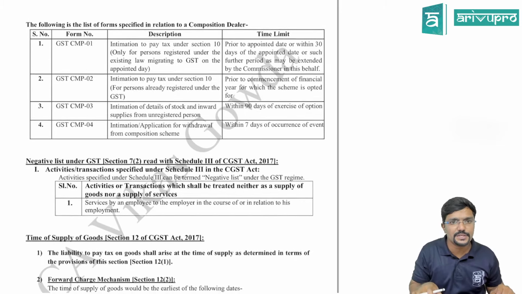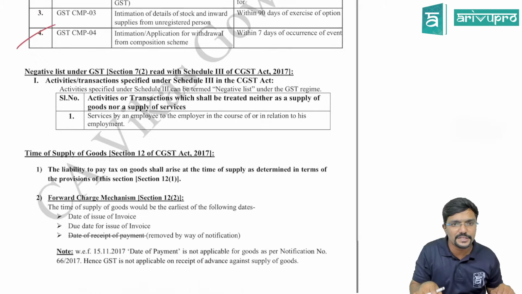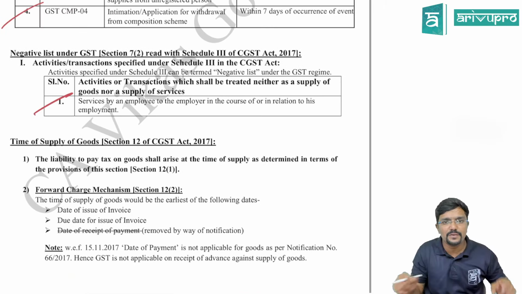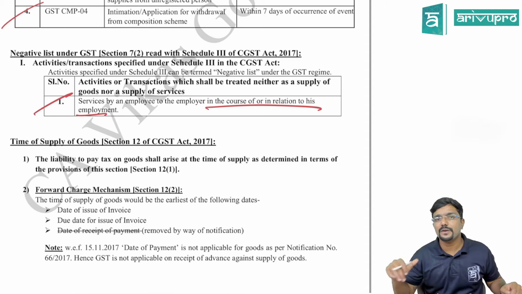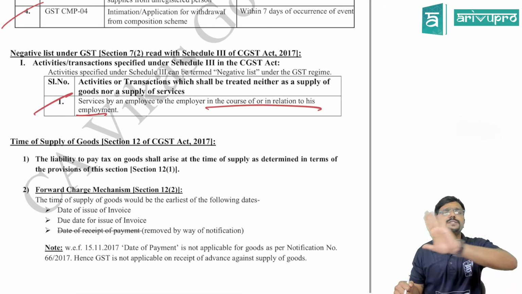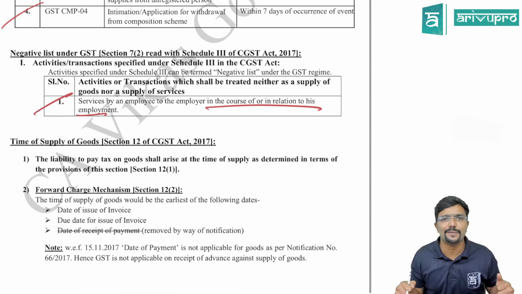You can observe, I will just show. So this CMP 04 also I mentioned here. Yeah. So this is negative list. Only I have taken one part which is related to employment. Services by an employee to employer in the course of his employment. If it is on contract basis which is not in the course of employment, will it be covered under negative list? No. Hence, GST will be applicable on the same.